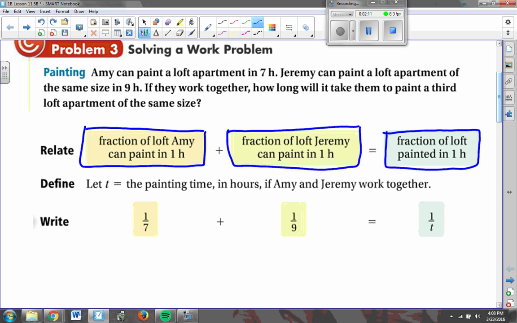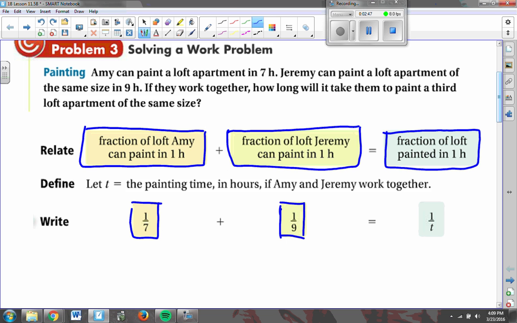I know that Amy can paint one in 7 hours, which means every hour she gets 1/7 of the project done, because it takes her 7 hours to get the whole thing done. So she gets 1/7 of the project done in an hour. Jeremy, of course, would get 1/9 of his apartment done every hour, because it takes him 9 hours to complete that project. When I combine those two rates of painting, how much of the apartment they're getting painted in 1 hour, that needs to be how much of an apartment they can paint working together.